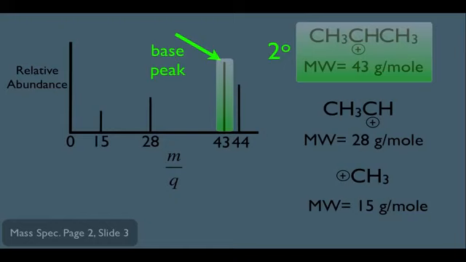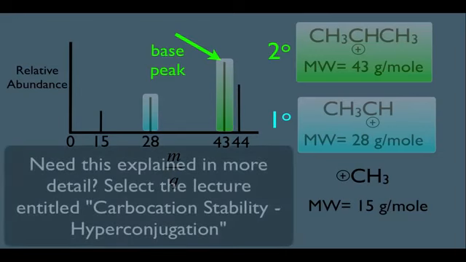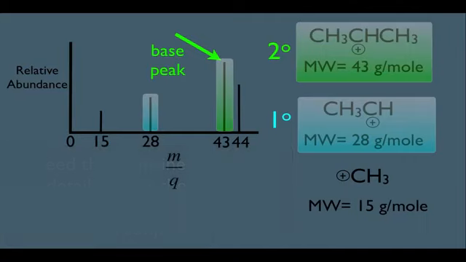Why is that? Well, let's look at the other peak here, the blue one. Remember, that's due to this substance right here in the blue box. He happens to be a primary carbocation. And remember your carbocation stability, secondaries are more stable than primary. So it's more likely that we would get the fragment in the green box over the blue box.